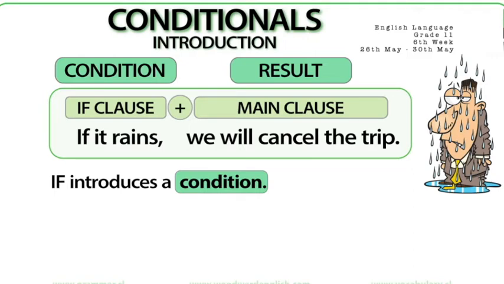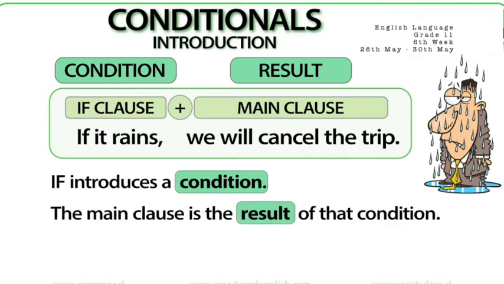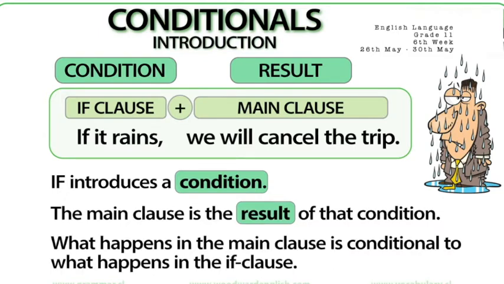Note, there are two ways of ordering a conditional sentence. We can use condition, comma, plus result with a comma after the condition. Or we could use result plus condition without a comma between the two.